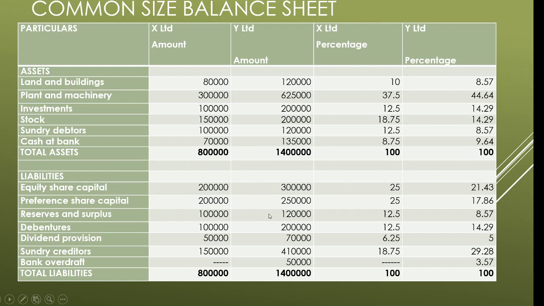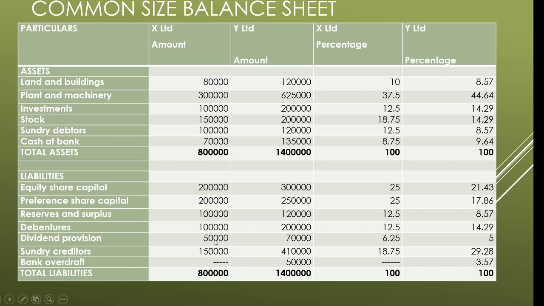Now what we do is take the total of the liabilities as 100. So in case of X Limited, 8 lakhs is taken as 100. And next, each item. Equity share capital 2 lakh. 2 lakh divided by 8 lakhs into 100, that is 25. Again preference share capital is the same amount, 2 lakh divided by 8 lakh into 100, that is 25. Reserves and surplus 1 lakh divided by 8 lakhs into 100, 12.5%. The same amount for debentures, 1 lakh, that is 12.5%.